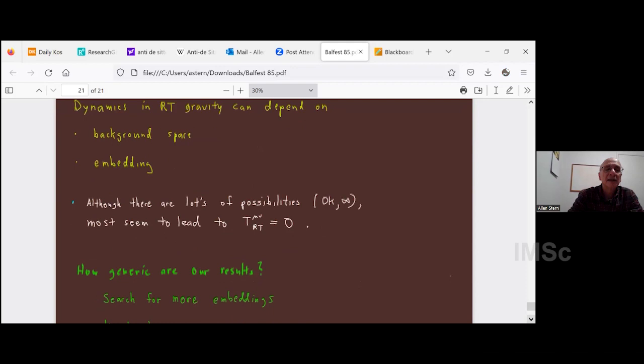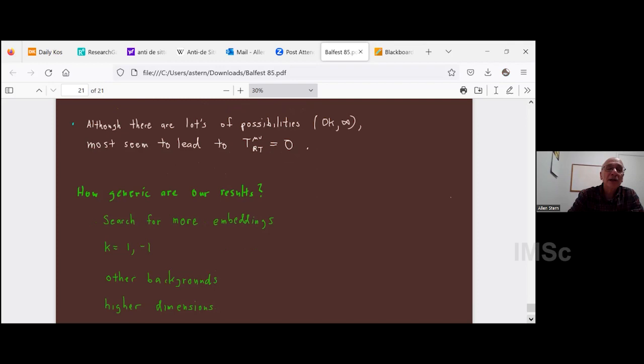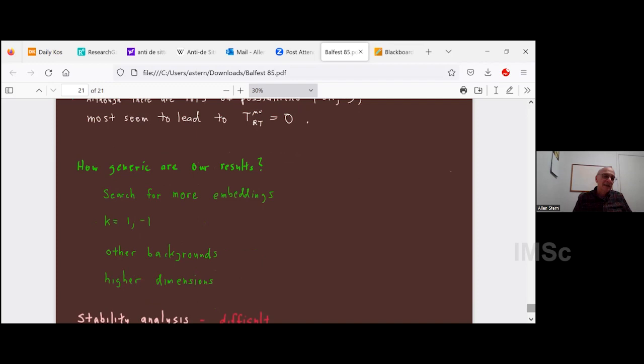Of course, we didn't do a very complete job at all. There's a lot more one can do, and one can search for more embeddings. I just showed you an example where k is equal to zero, which again I think is currently favored. But one can also try this for k equals minus one and one, and one can try other backgrounds, higher dimensions, and all sorts of stuff.